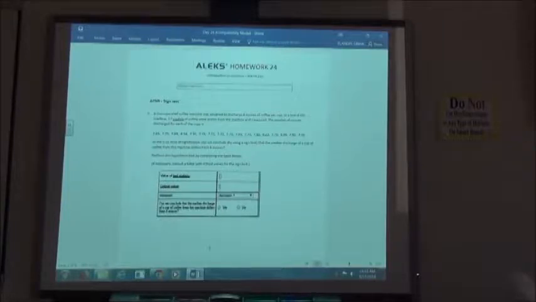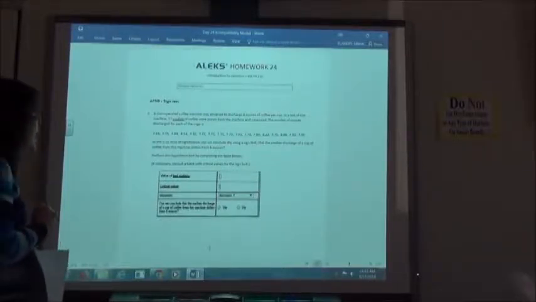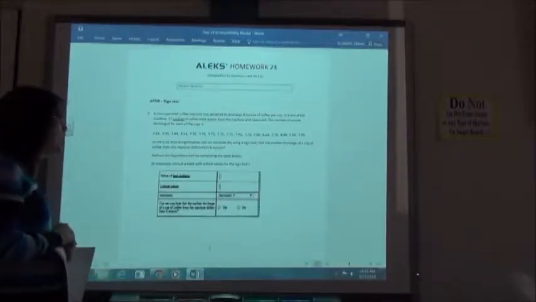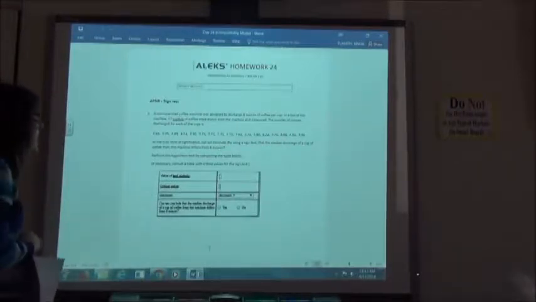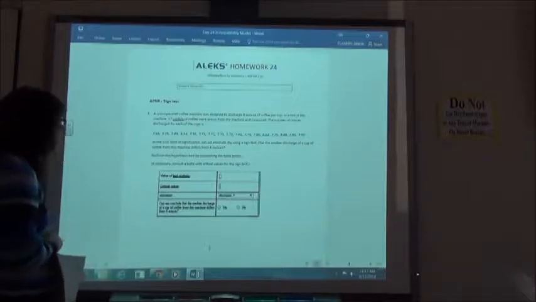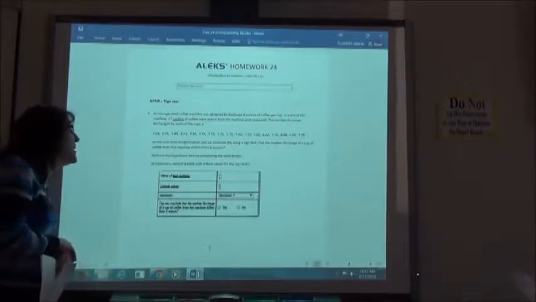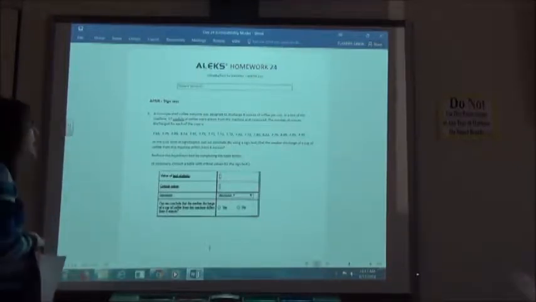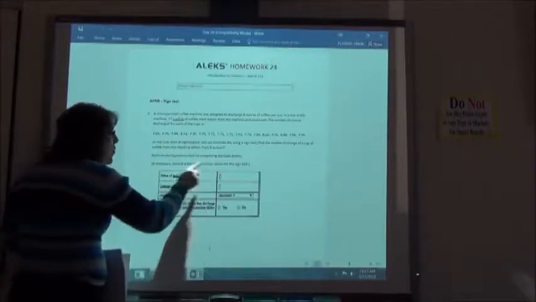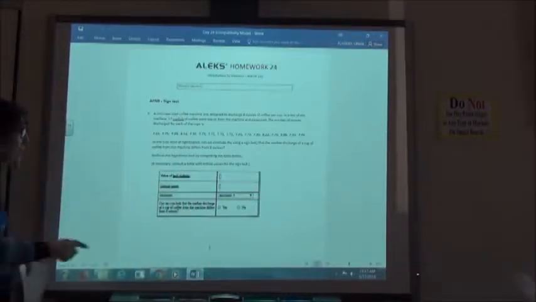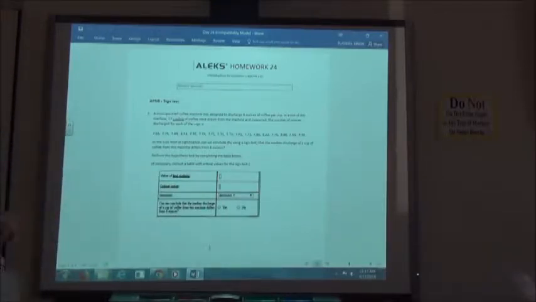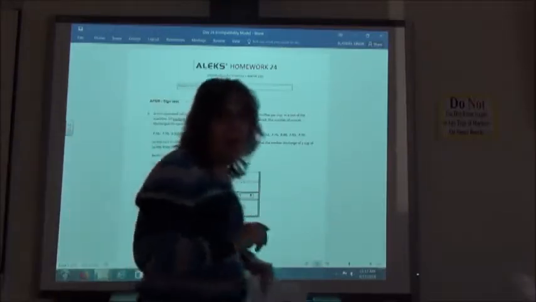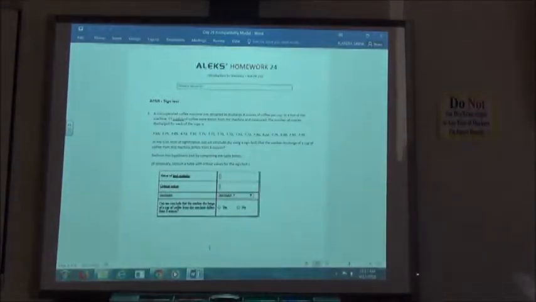At the 0.05 level of significance, can we conclude by using a sign test that a mean discharge of a cup of coffee from this machine differs from 8 ounces? Perform this hypothesis test by completing the table below. If necessary, consult a table with critical values for the sign test. It is going to be necessary to consult that table, so first thing you're going to want to do is print it out. I'm going to hop over to Alex.